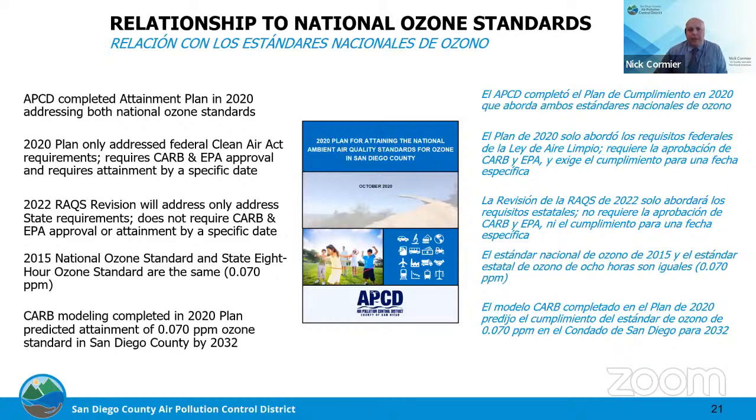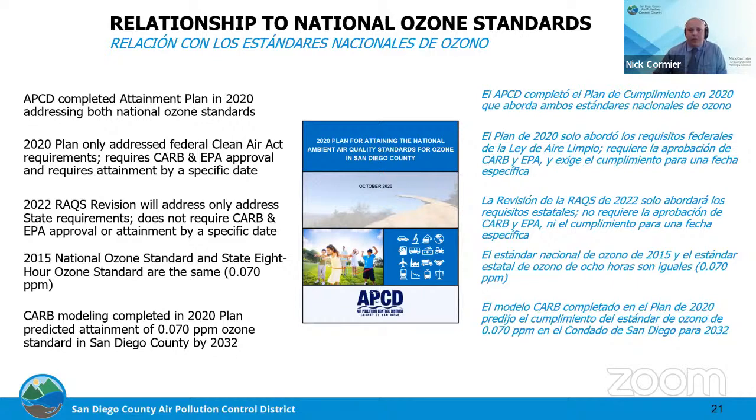The RAQS plan and APCD's Federal Ozone Plan adopted in 2020 complement one another and satisfy different requirements. The 2020 Federal Plan only satisfies federal Clean Air Act requirements, while the RAQS only satisfies California Clean Air Act requirements. And unlike the RAQS, the 2020 Federal Plan requires review and approval by EPA. The 2020 Federal Plan also requires costly modeling to be conducted that scientifically predicts when attainment is likely to occur.